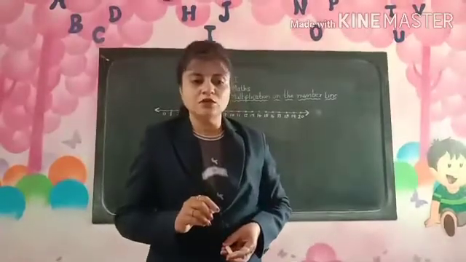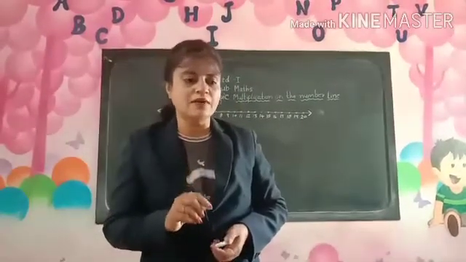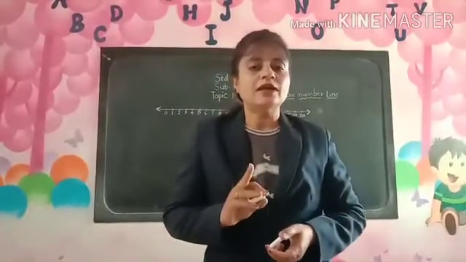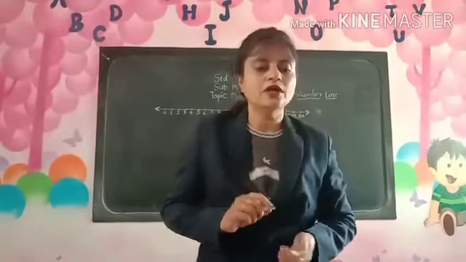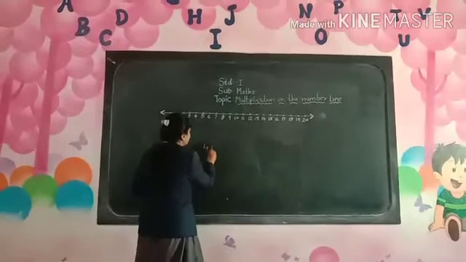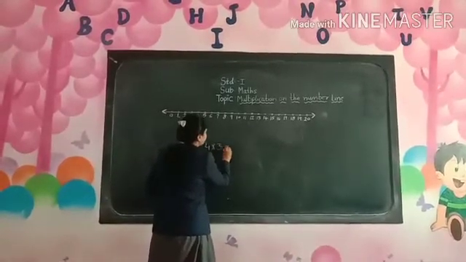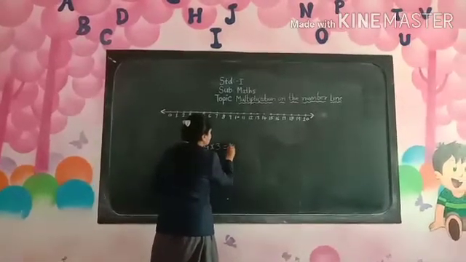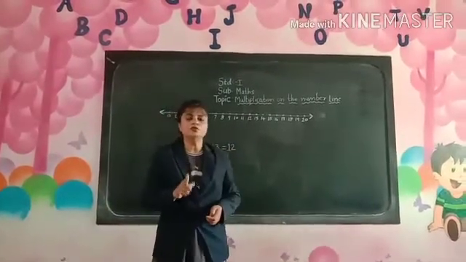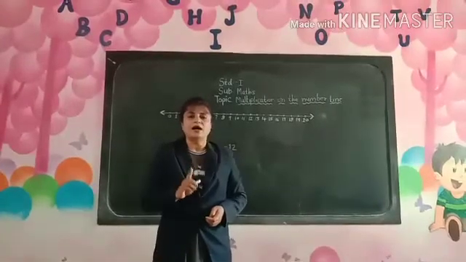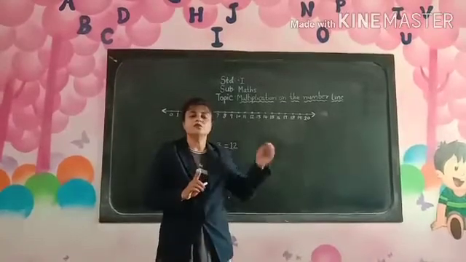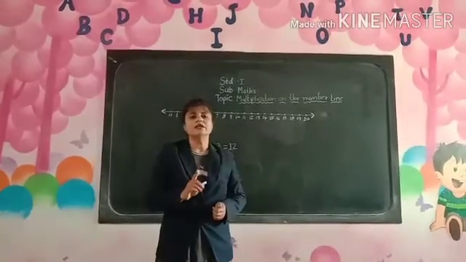See exercise number 2. The first one is solved for you as an example. Multiply using the number line. Now what they have done, I will explain it. 4 into 3 equals 12. 4 threes are 12. I told you in the previous session also that you should know your tables by heart, because for multiplication there is a great need of tables.